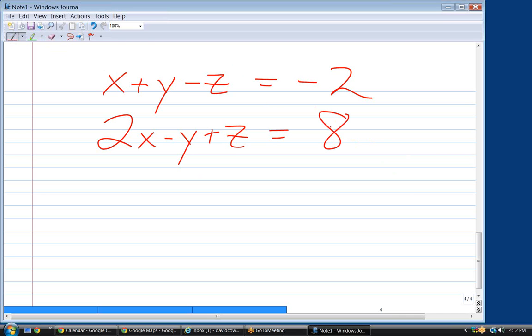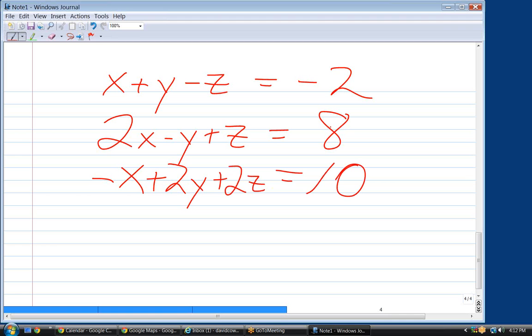Now, that by itself isn't enough information. I got 3 variables, only 2 equations. So what's the third equation? Then there's another one: -x plus 2y plus 2z equals 10. Do we know if this has a solution or not? No. I think it does.